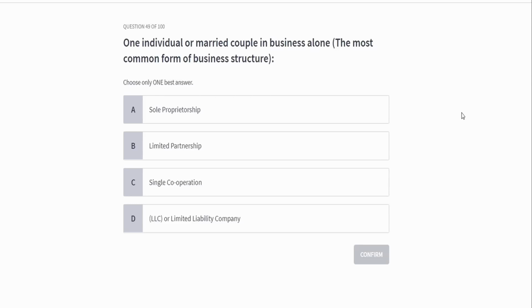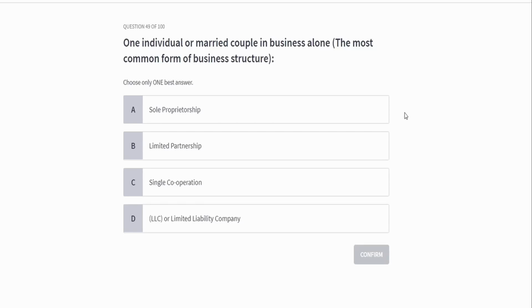Alrighty, so are you guys familiar with business structures? Hopefully, because they do show up on the exam, and you need to be familiar with how they operate for a couple different reasons, but primarily to understand how they own property. But I'll get into that later. So, what is our correct answer for this one?